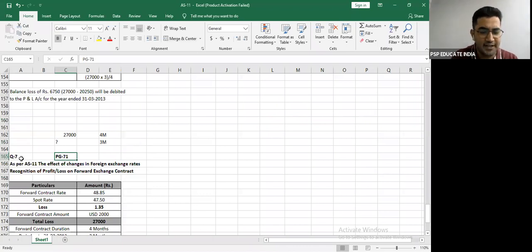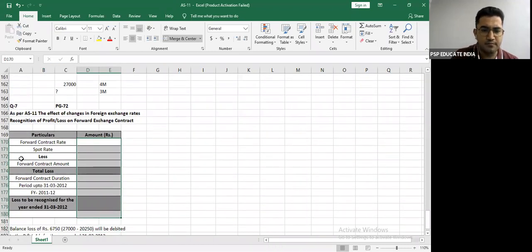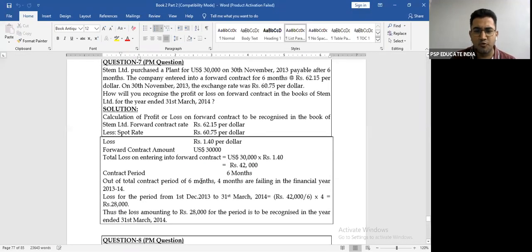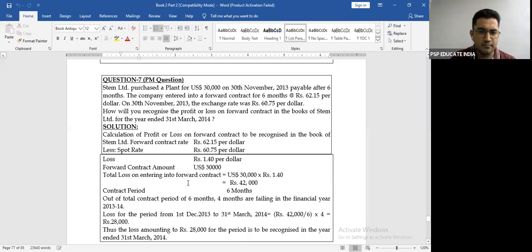Page number 72, question number 7. I'm reading the question. Please pay attention since this is only the second question of forward contracts. What I recommend is, let me solve it first. You understand the concept carefully, and then I'll give you sufficient time to copy.